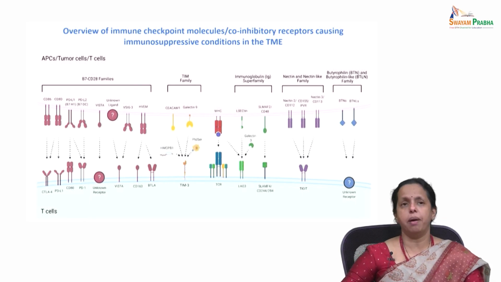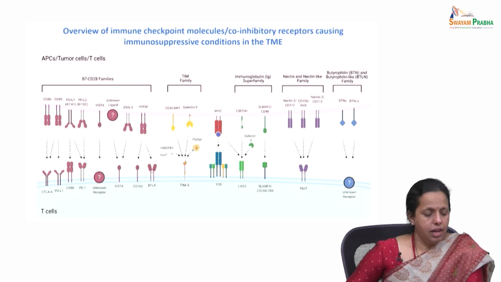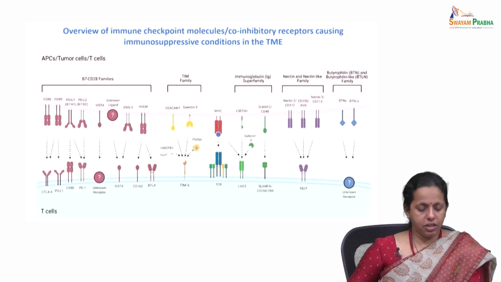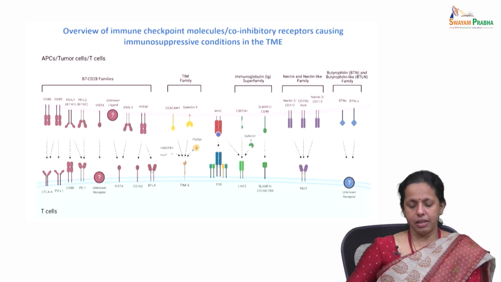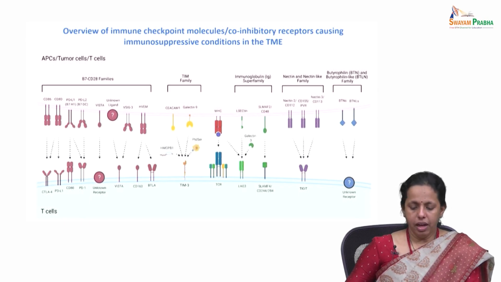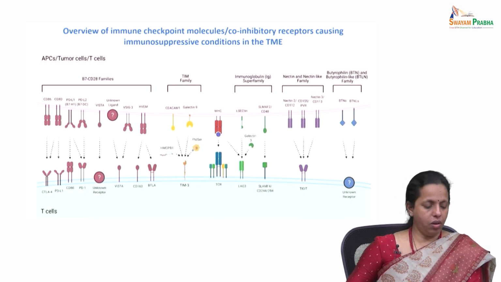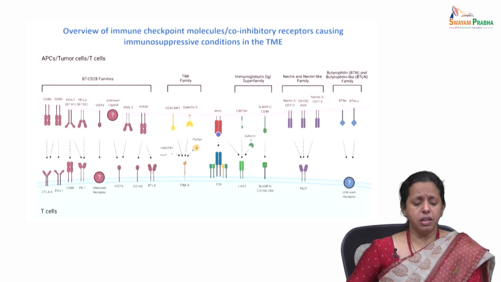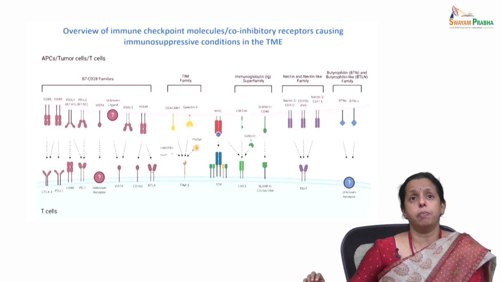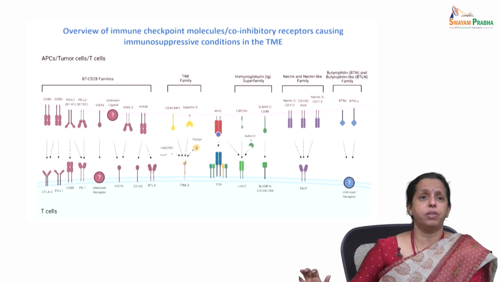These are the different families. You have the B7 CD28 families, you have the TIM family, and then you have the immunoglobulin superfamily, the nectin and nectin-like families, and the BTN and BTN-like families. So you have all these different immune checkpoint molecules and co-inhibitory receptors, which cause immune suppressive conditions in the TME. They are all differently grouped.